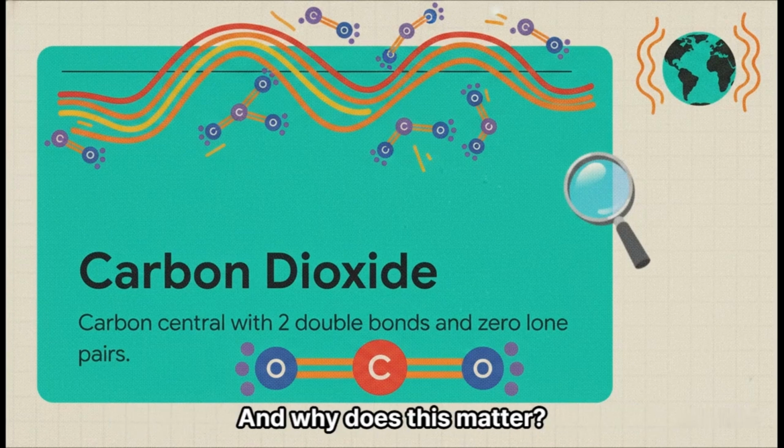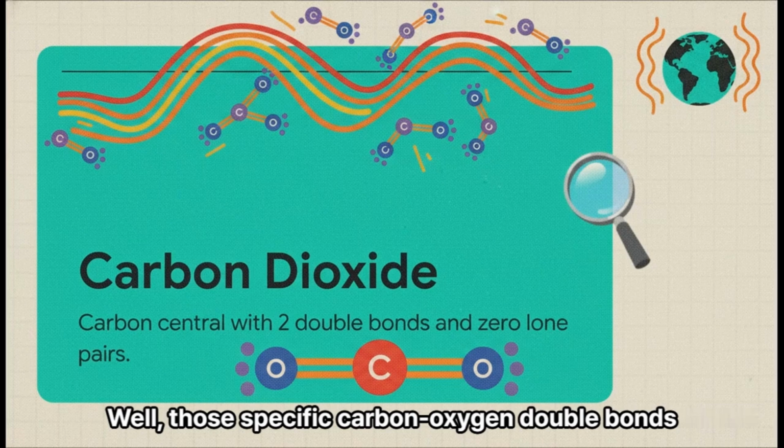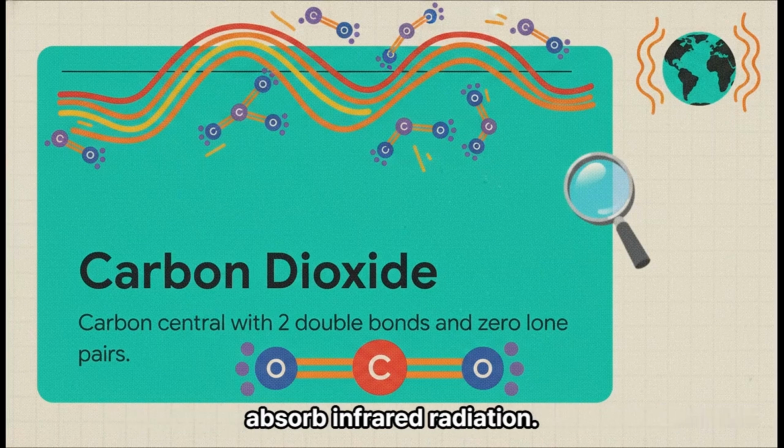And why does this matter? Well, those specific carbon-oxygen double bonds absorb infrared radiation. That is the literal mechanism driving global warming.